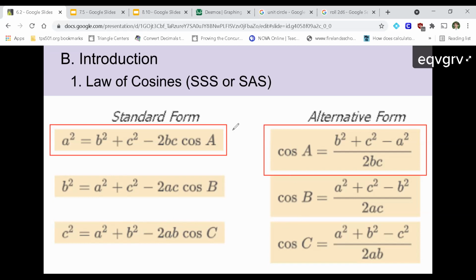And then again, over here, these are just solved for cosine of A. So we move b squared and c squared to the other side, and then we divide by negative 2bc. And they went ahead and divided by the negative, which is why a becomes negative and the other two become positive. But you can get this alternative form from the standard form. You just solve for the cosine of A by subtracting and then dividing. But it can help to already have it solved for you.